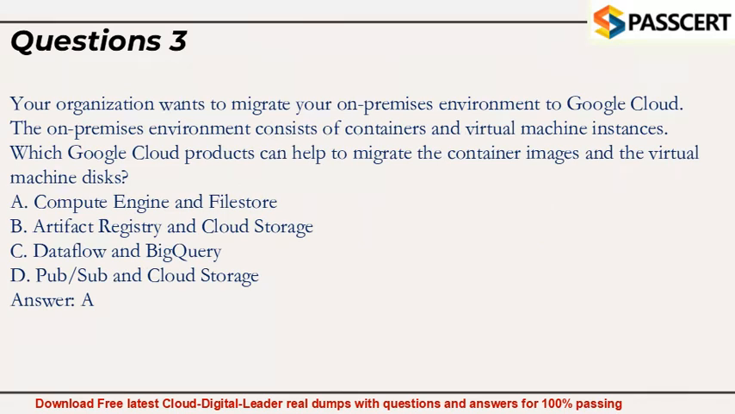Question 3. Your organization wants to migrate your on-premises environment to Google Cloud. The on-premises environment consists of containers and virtual machine instances. Which Google Cloud products can help to migrate the container images and the virtual machine disks? A. Compute Engine and Filestore. B. Artifact Registry and Cloud Storage. C. Dataflow and BigQuery. D. Pub/Sub and Cloud Storage. Answer: A.